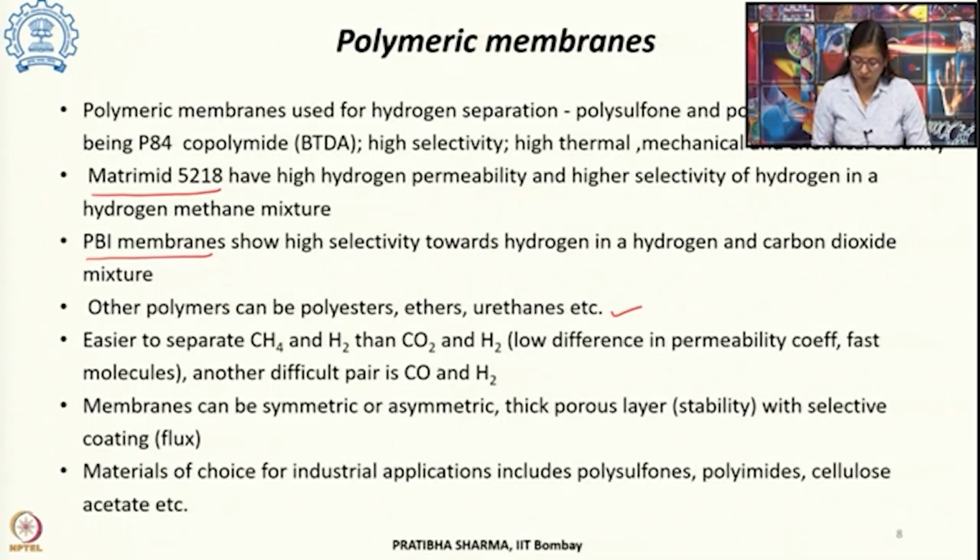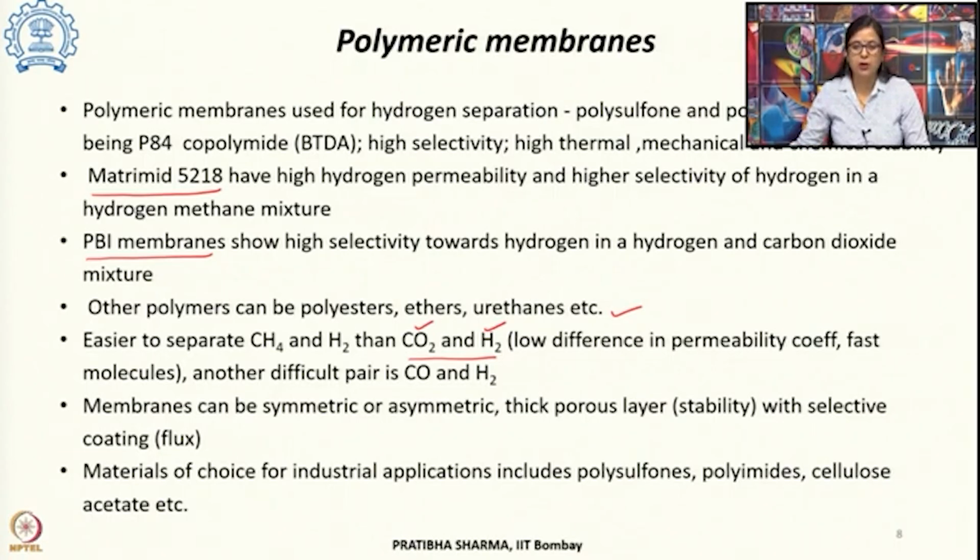The reason for difficulty in separation between hydrogen and carbon dioxide is that they have a small difference between their permeability coefficients. So, they have very close permeability coefficients. At the same time both of these are fast molecules. By fast molecules we mean hydrogen has a high diffusivity and carbon dioxide has a high solubility. So, both of them can transport and it gets a little difficult to separate these.